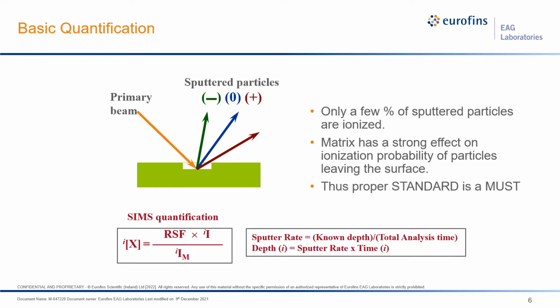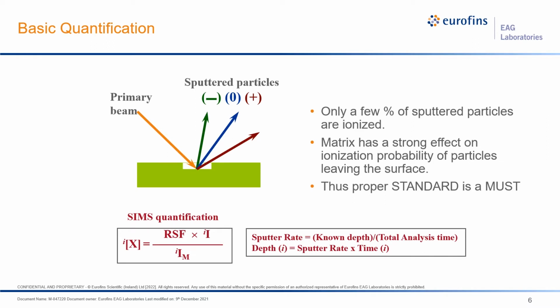The relative sensitivity factor is calculated from the standard material that I just described, and you multiply it by the intensity of the species of interest for data point I, in this case, the boron intensity, and divide it by the matrix intensity, in this case, silicon for data point I. And this formulation gives you the concentration of the element of interest, in this case, boron, at data point I.